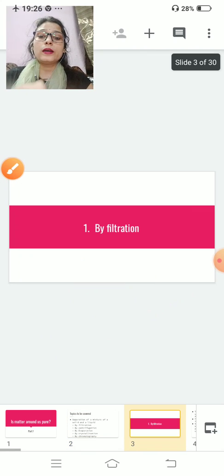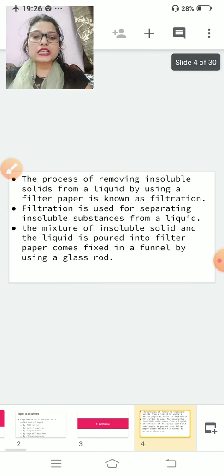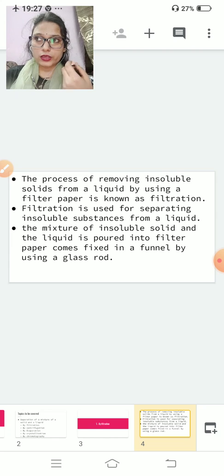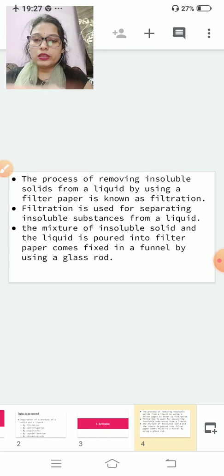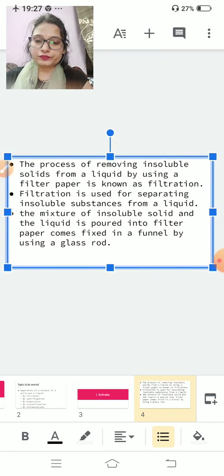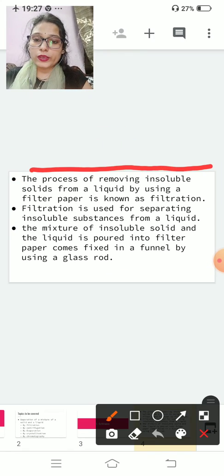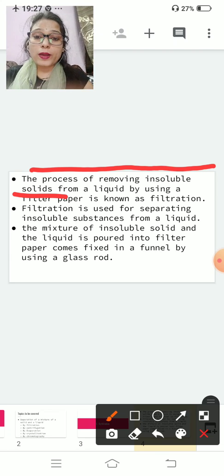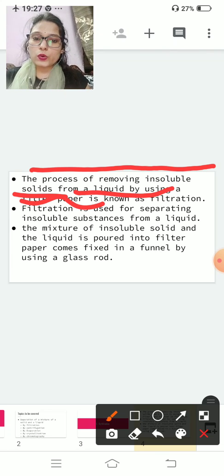Let us start with filtration. As we all know, filtration is a very common word. Filtration means you will use a filter like cloth, or a tea filter. These all are the equipment which you can use for filtration. So read this: the process of removing insoluble solids from a liquid by using filter paper is known as filtration.